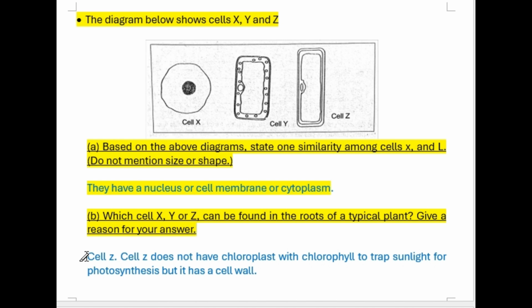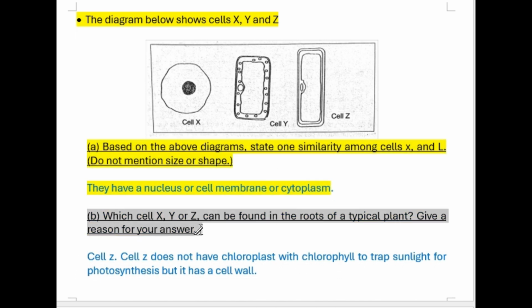The diagram below shows cells X, Y, and Z. Based on the above diagrams, state one similarity among cells X and Y. Do not mention size or shape. They have a nucleus, a cell membrane, a cytoplasm.